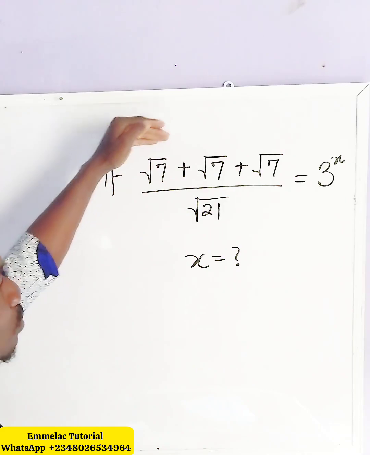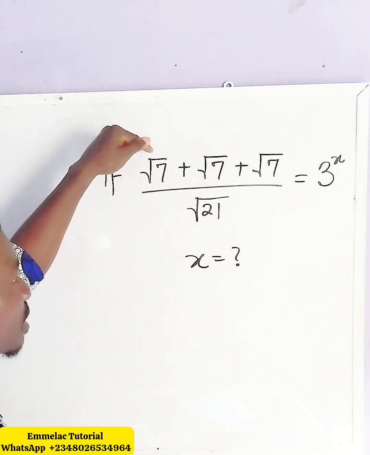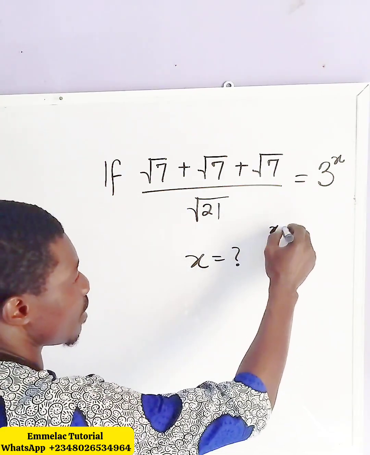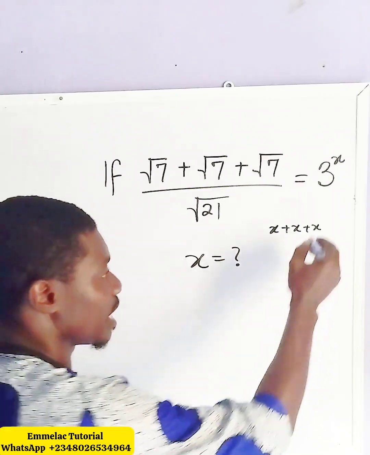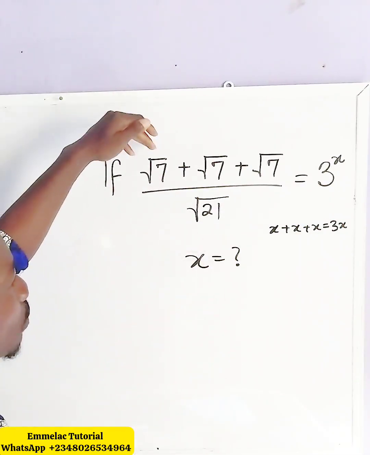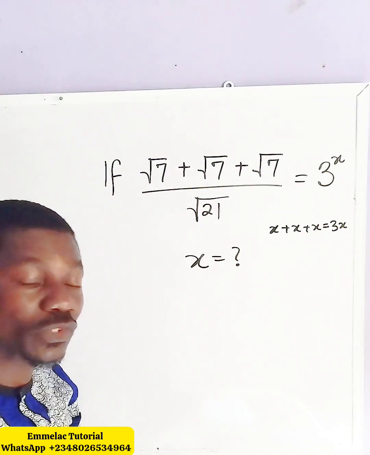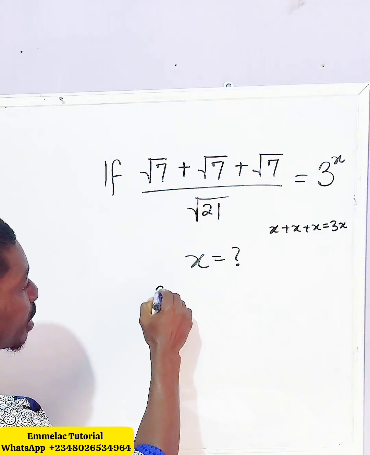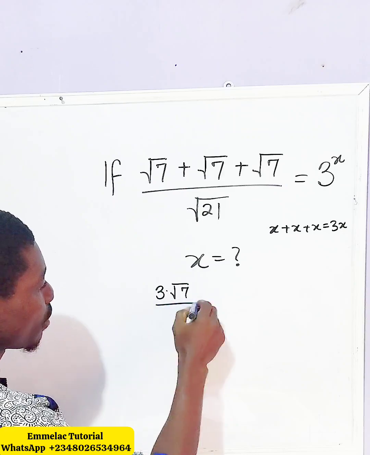Now first of all, the numerator here might seem a bit confusing, but let us assume that this is x. So we say this is x plus x plus x. Now summing this up will give us 3x, right? That's very good. So when we sum up the square root of 7, the square root of 7 and the square root of 7, it will give us what? 3 times the square root of what? 7. So from the numerator we can now say this is 3 times the square root of 7, then all over.